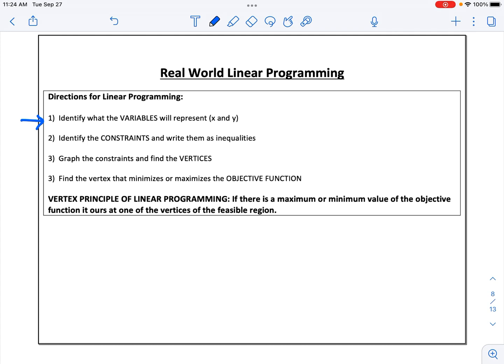Then identify the constraints and write them as inequalities. So we're going to break down the problem and write down different equations or inequalities that are going to work for our problem. Number three, we're going to graph the constraints. We're going to do this on desmos.com/calculator. Spelling is hard. Desmos.com. And then we're going to find the vertex that maximizes or minimizes the objective function. That's the one that has to do with the money.